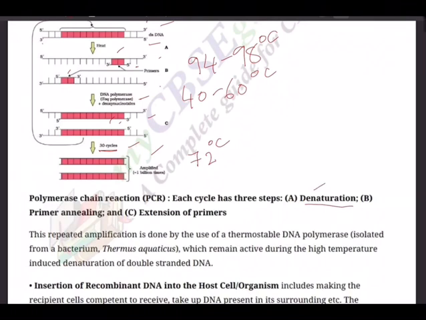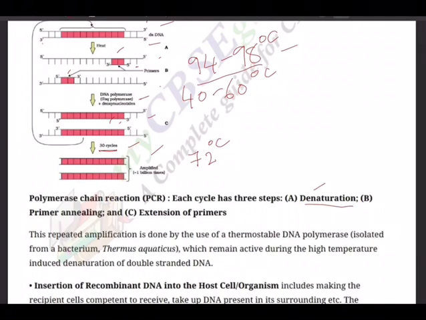Step number 1, denaturation. In this, the target DNA is heated to a high temperature, usually 94 to 98 degrees centigrade, resulting in the separation of the 2 strands. Each single strand of the target DNA then acts as a template for DNA synthesis. This is denaturation. Obviously, when we heat the DNA at 94 to 98 degrees centigrade, naturally it gets denatured.